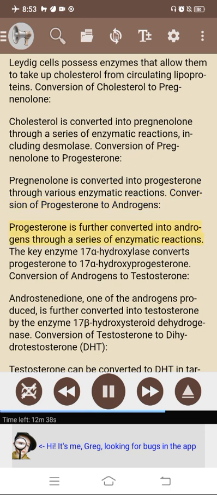Conversion of progesterone to androgens. Progesterone is further converted into androgens through a series of enzymatic reactions. The key enzyme 17-alpha-hydroxylase converts progesterone to 17-alpha-hydroxyprogesterone. Conversion of androgens to testosterone. Androstenedione, one of the androgens produced, is further converted into testosterone by the enzyme 17-beta-hydroxysteroid dehydrogenase.